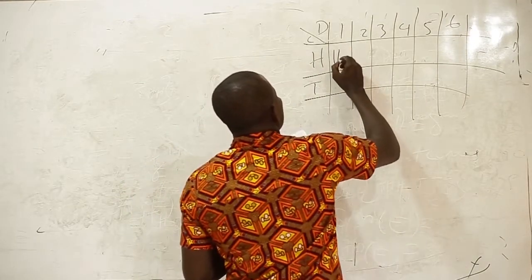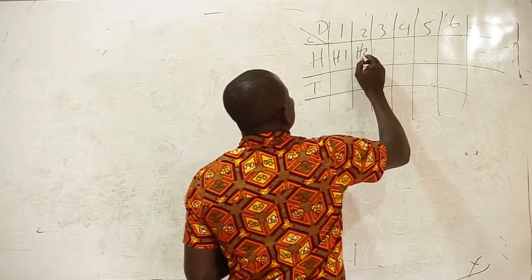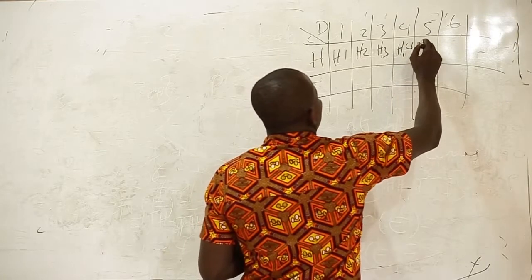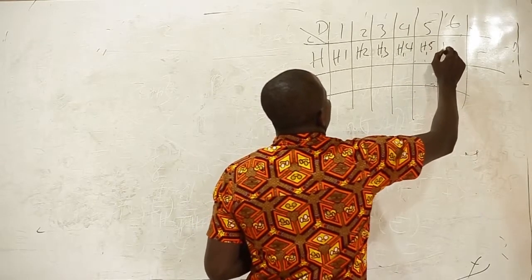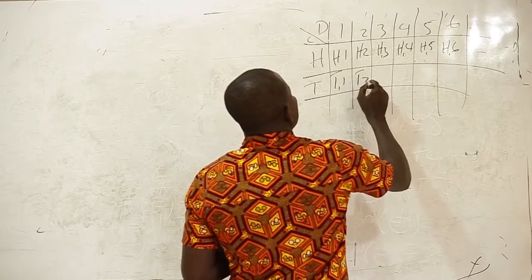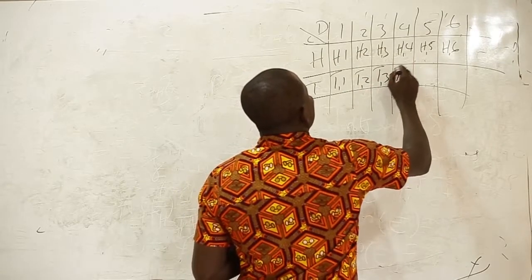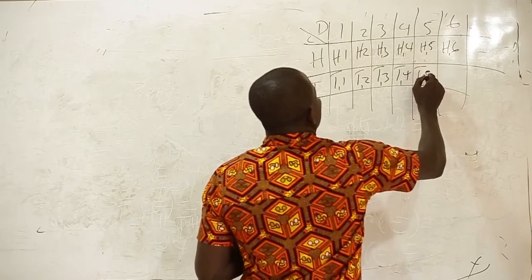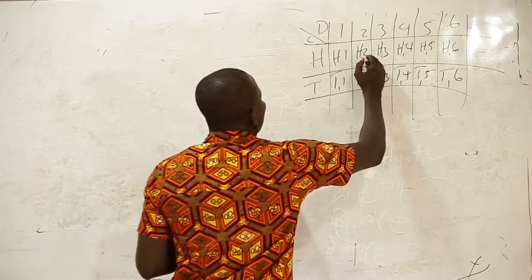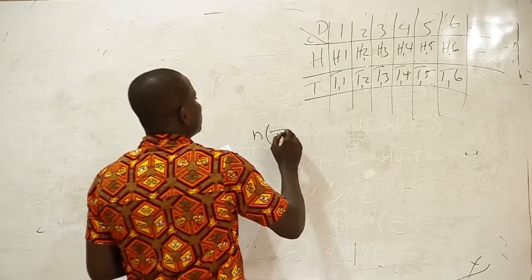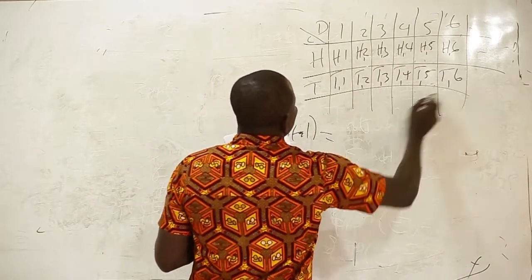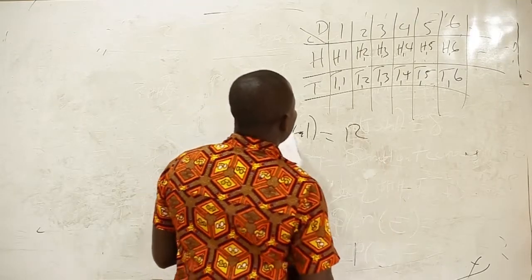So here, we have H1, H2, H3, H4, H5, H6. Then here is what? T1, T2, T3, T4, T5, and then T6. Look at the outcomes. So what is the N total? Total set of outcomes are what? 1, 2, 3, 4, 5, 6, 7, 8. They are 12. Total set of outcomes.